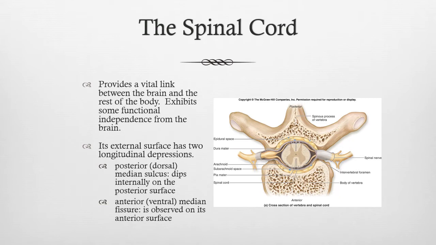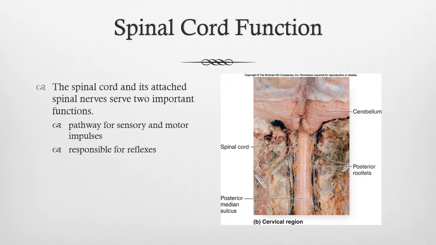When we look at the cord itself, we can see that it kind of has an H pattern to it. And so the gray matter that is inside has that distinctive pattern to it there. It has two big depressions in it. And so we have a posterior median sulcus, and we have an anterior median fissure. So the fissure is going to be a little bit wider than that of the sulcus. The cord runs all the way from the foramen magnum all the way down to about L1.